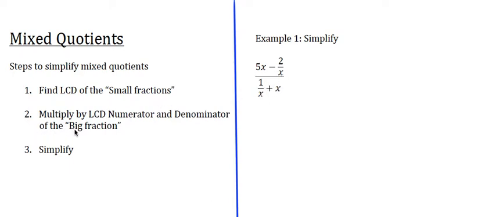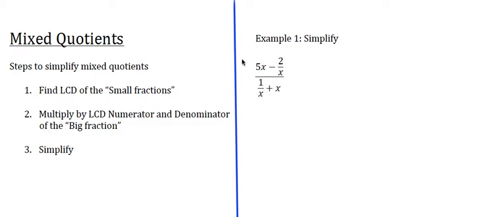Step number two, multiply by the LCD that you found in step one, the numerator and denominator of the big fraction. When they say big fraction, they mean this big fraction, right? So numerator and denominator must be multiplied by the LCD found in step one. And step three, simplify if possible, if needed, right? So make sure that your answer is presented in simplified form.